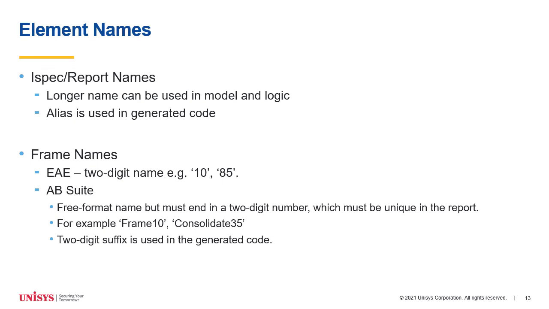Frame names. In EAE, all frames are identified with a simple 2-digit name. Well, in AB Suite, frames can have a free format name, but that name must end in a 2-digit number, and that number must be unique within the report. For example, frame 10, consolidate 35. And it's that 2-digit suffix that is used in the generated code.